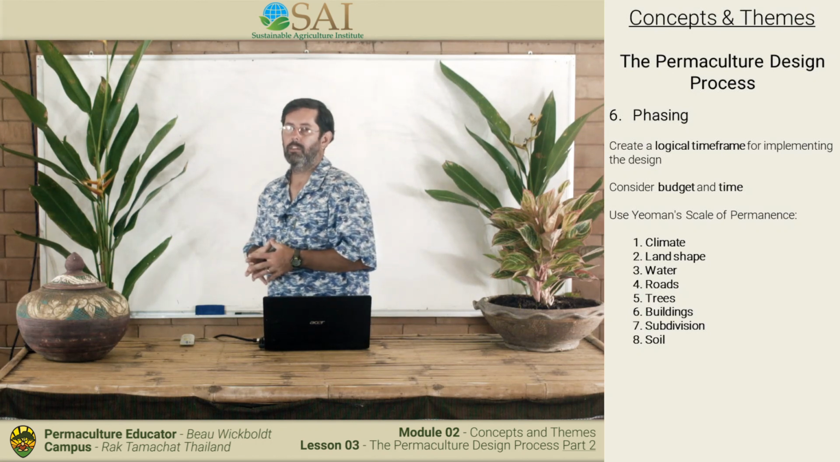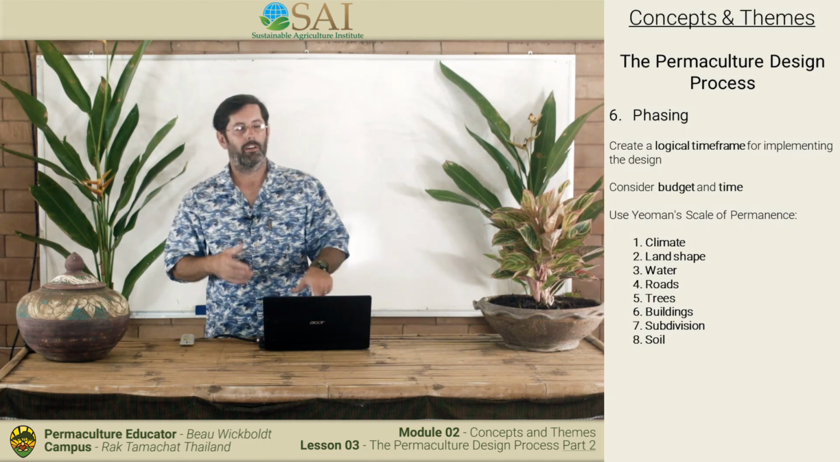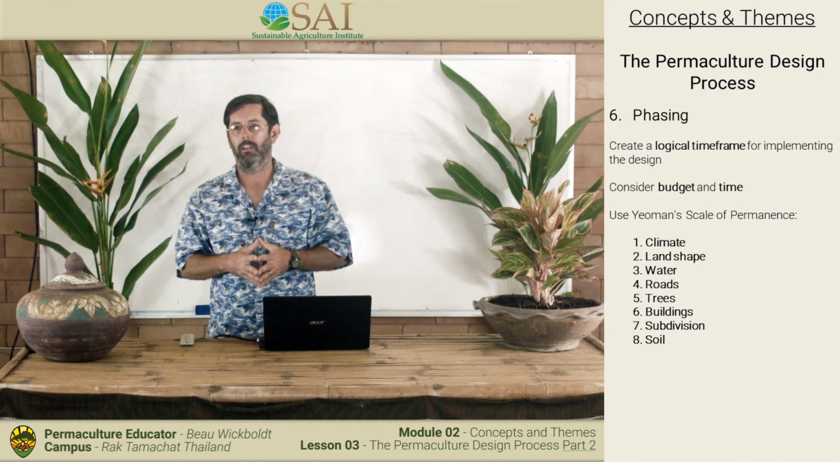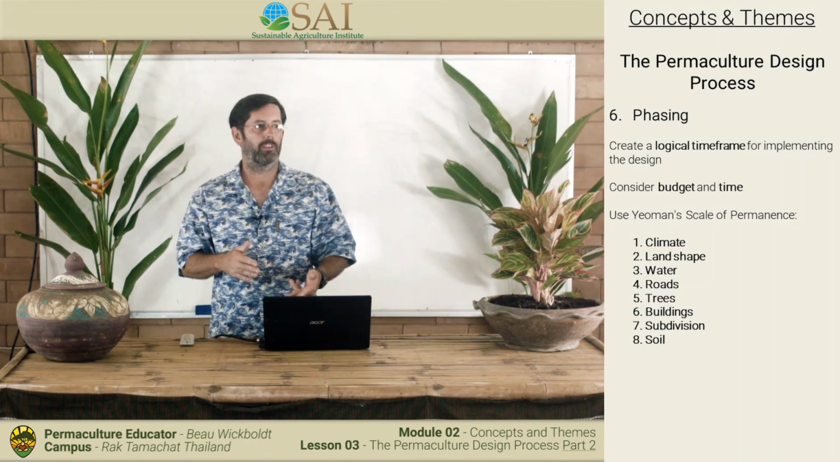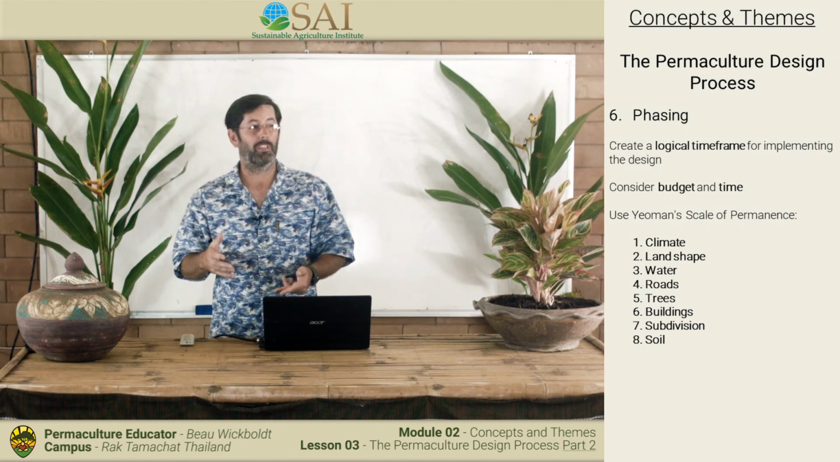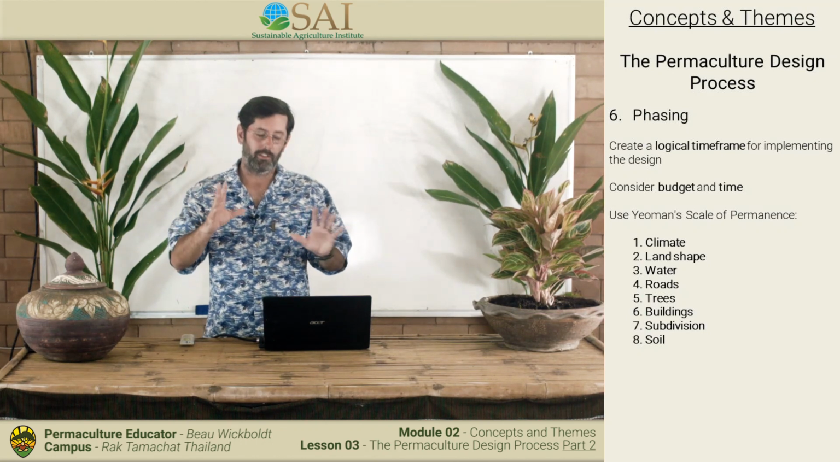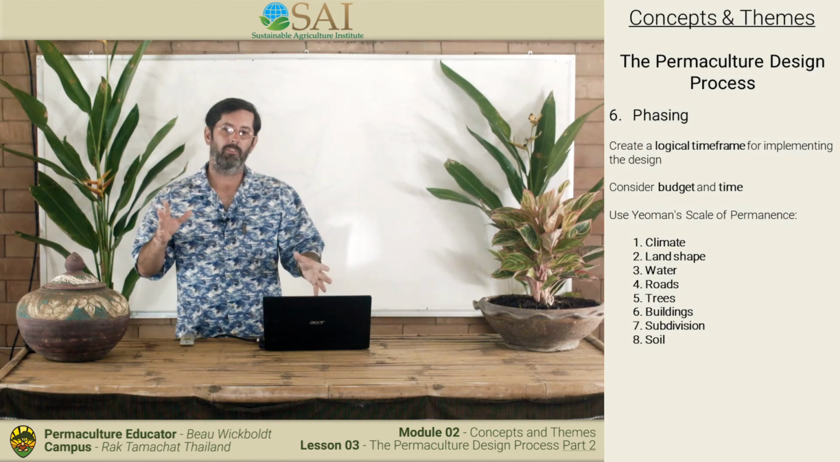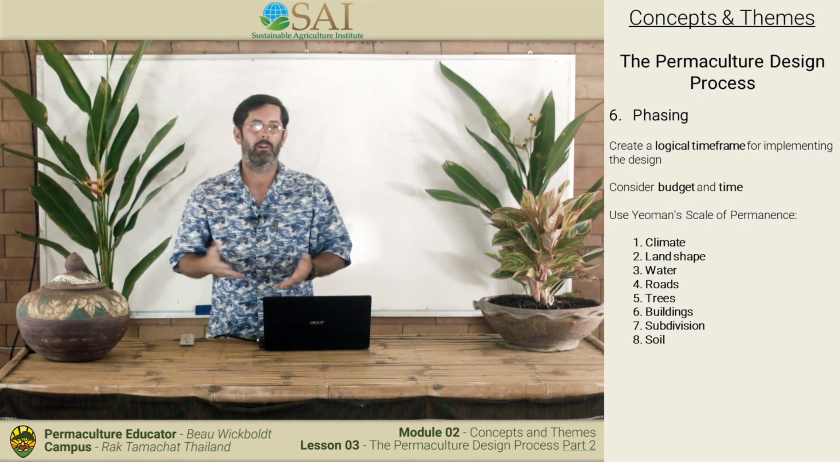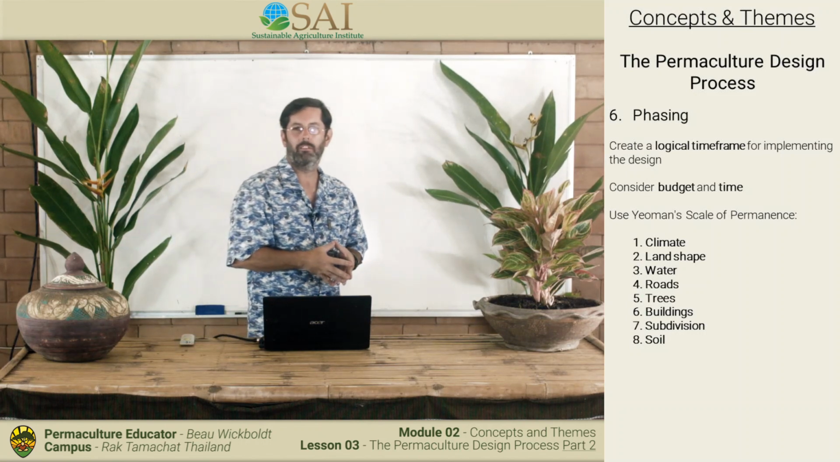Next, buildings. Now I don't understand why buildings are in his scale of permanence here, but his system, not mine. I would think that buildings would be even possibly before roads. For instance, I think it'd be easier to fix a road than it may be to fix a building, like put a building in the wrong place. But conceptually, this is what he's describing. Subdivisions mean zonation. I zone the property. And next, soil. And why would he put soil last?